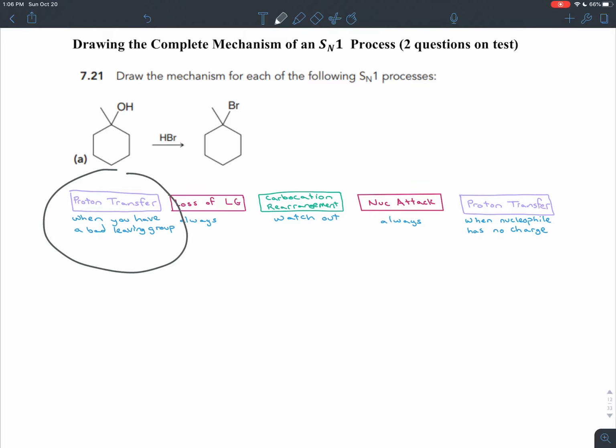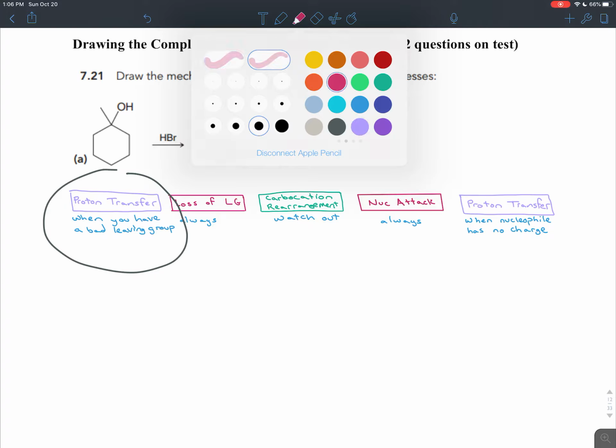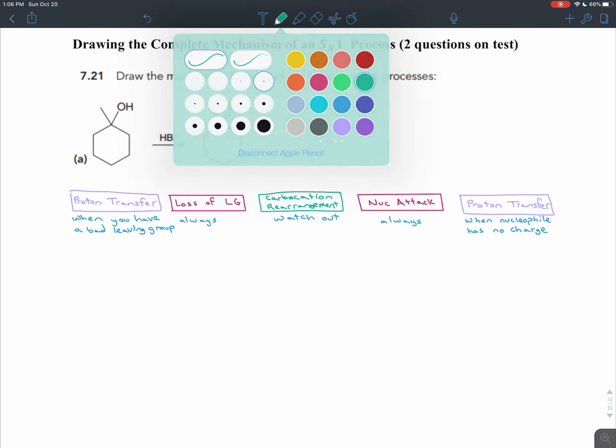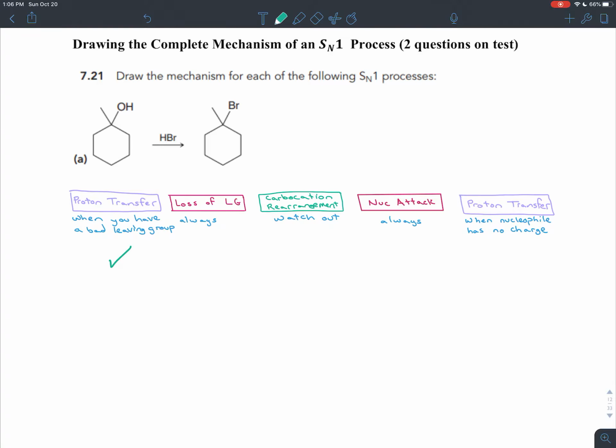Will we have a proton transfer in the beginning? Well, what type of a leaving group do we have? The leaving group is right here. That leaving group is a bad leaving group. We've seen it before. If that leaves, takes the electrons and goes, it's an OH-, which is very unstable by itself. So we're going to have to turn that into a better leaving group by doing a proton transfer. So we will need this first step. You always have to show loss of a leaving group.